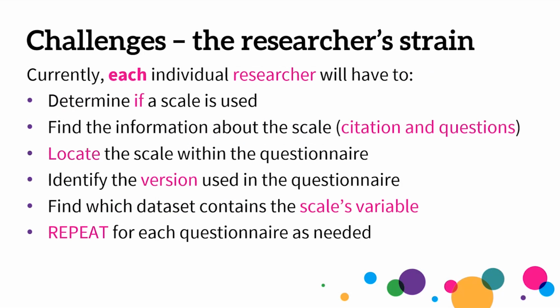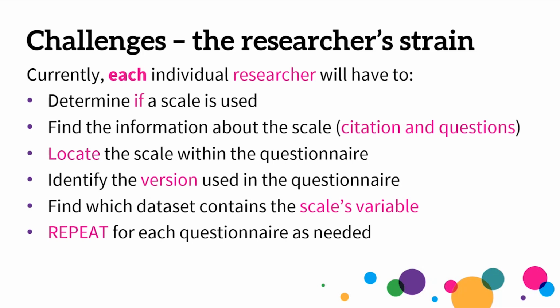That leads to the researcher's strain. So currently, each individual researcher, when using secondary data, will have to firstly determine if there is a scale used in that data, then find the information about the scale, which is the citation and the question, with the challenges that we've spoken about earlier.